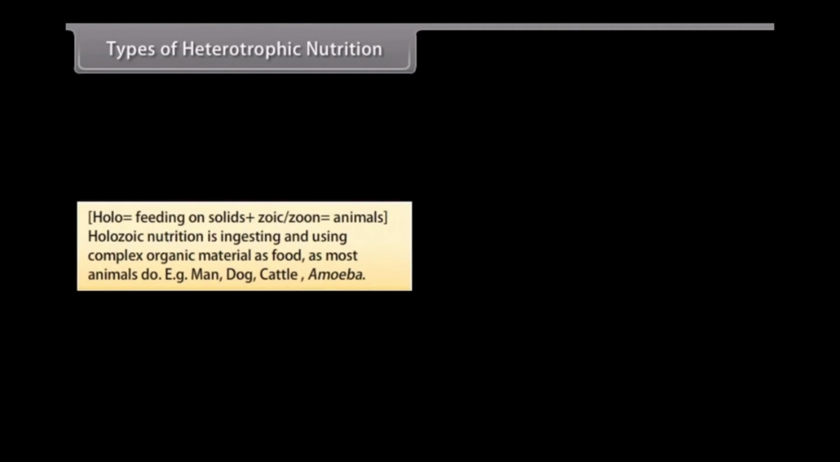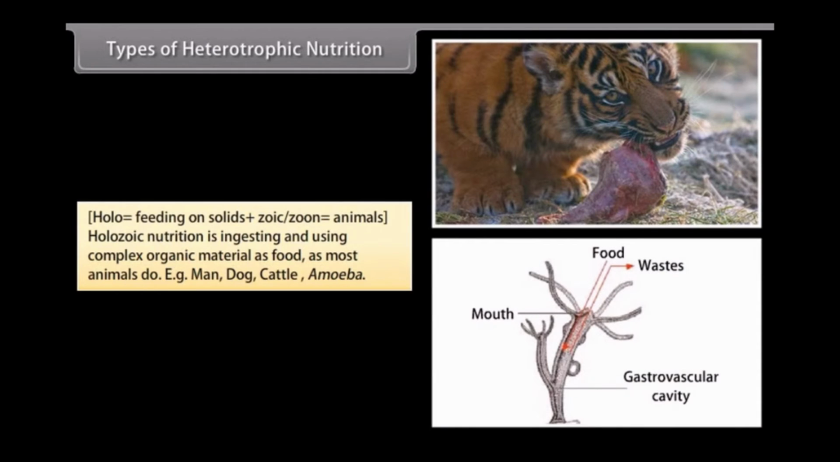Holo means feeding on solids, and zoic, from zoon, means animals. Holozoic nutrition is ingesting and using complex organic material as food, as most animals do, that is man, dog, cattle, amoeba.